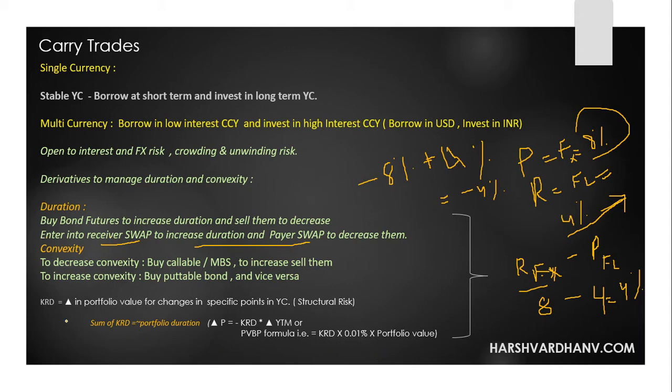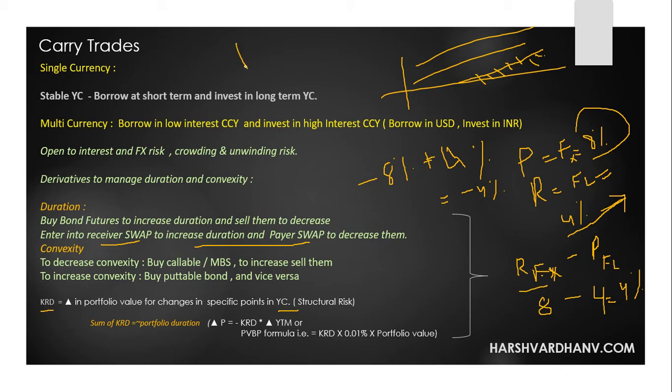There is a statement written on KRD in the last section. Key rate duration is the change in portfolio value for a change in specific points on the yield curve, structural risk. So you have a yield curve. If it moves parallelly upward, it's a parallel upward shift. If it moves parallelly downward, it's a parallel downward shift, where each yield curve point is getting impacted. All the points on the yield curve are moving parallel, right?